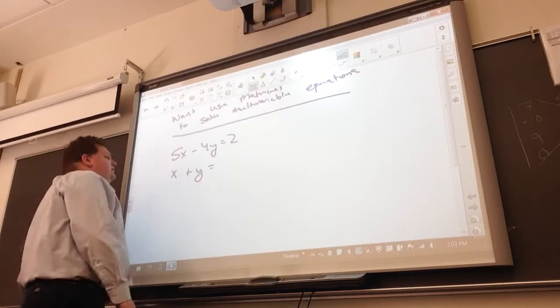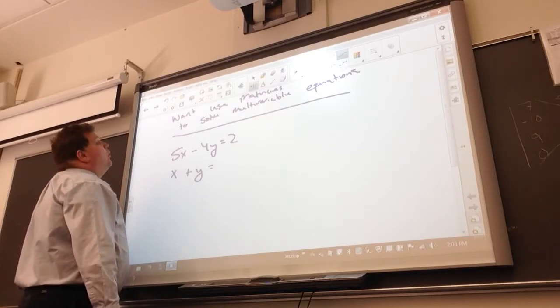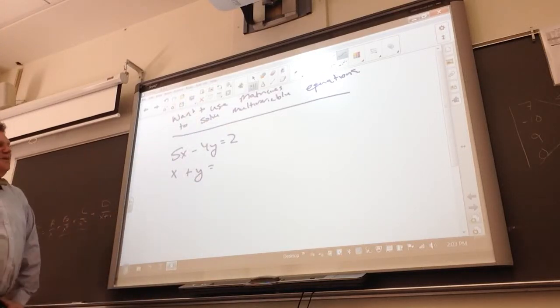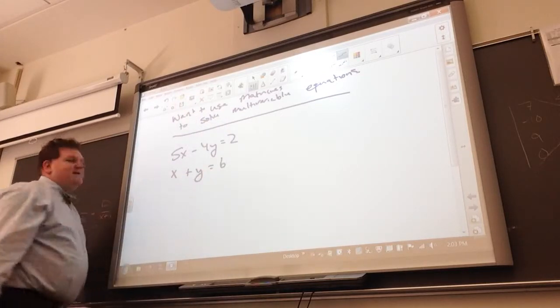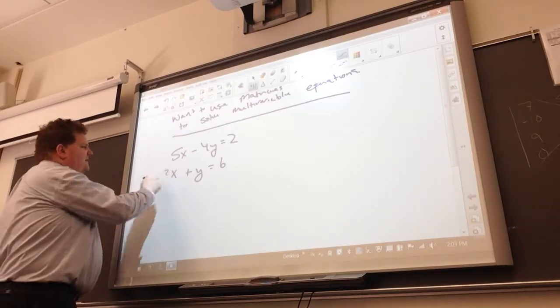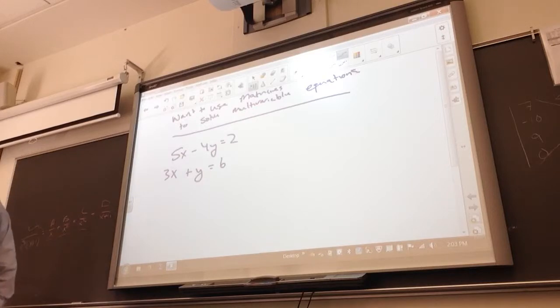We want to use matrices to solve multivariable equations. We'll make it 6. I don't know, I'm just picking numbers at random. Okay? Let's make this 3x plus y equals 6.